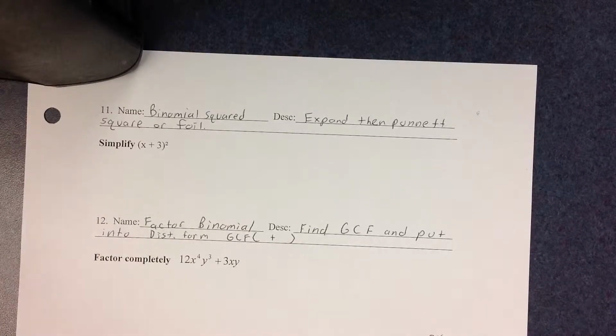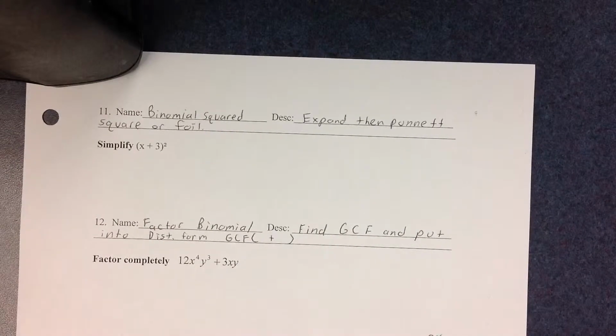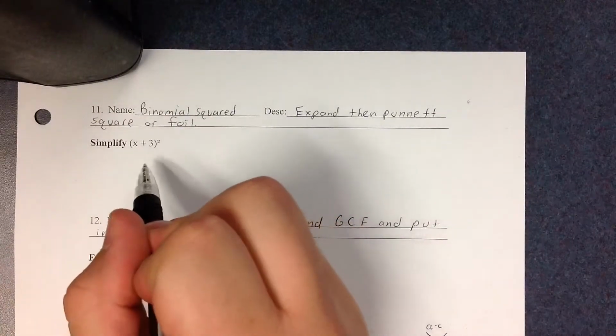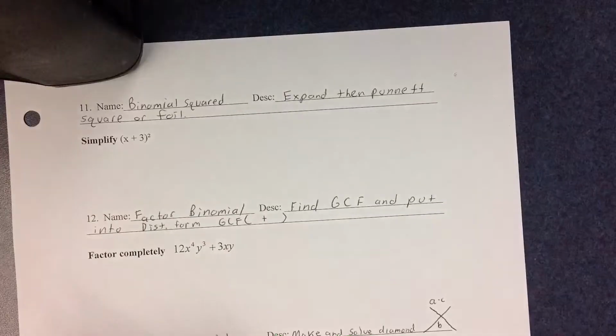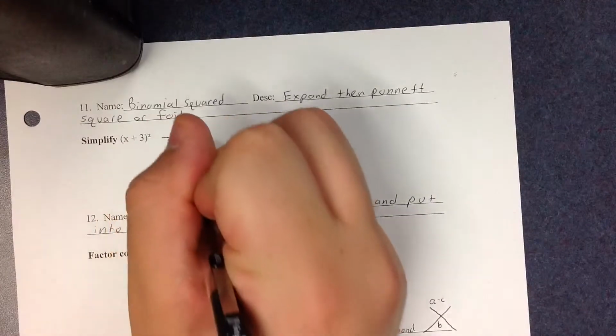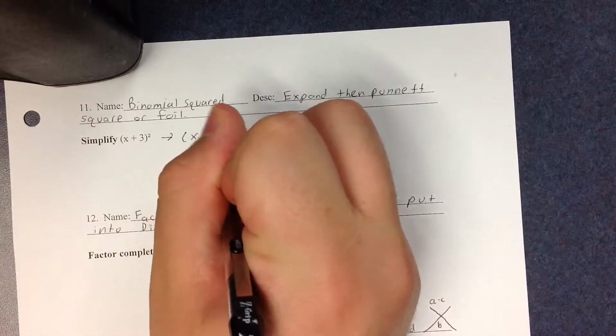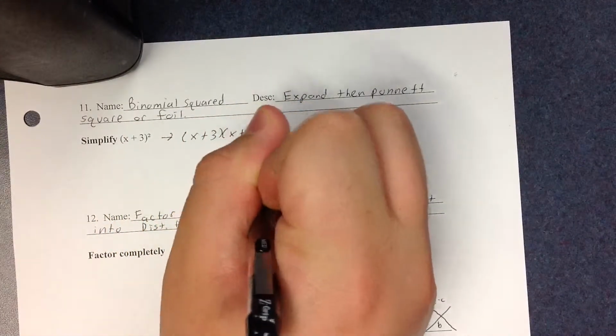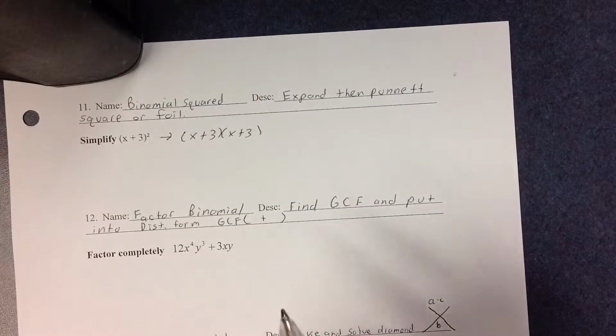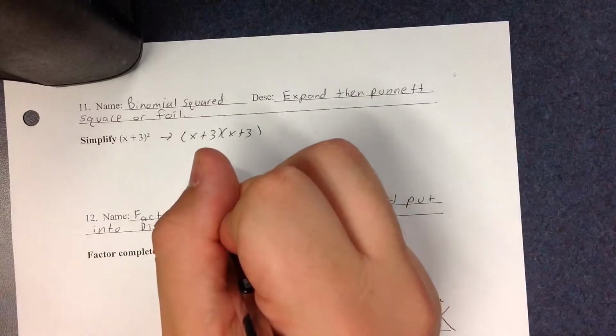Okay, number 11 says (x plus 3) quantity squared. So again, squared means take it times itself. So this means (x plus 3) times (x plus 3). It's very similar to the last problem. I'm just going to use the Punnett square on this one. If you want to use FOIL, feel free to.